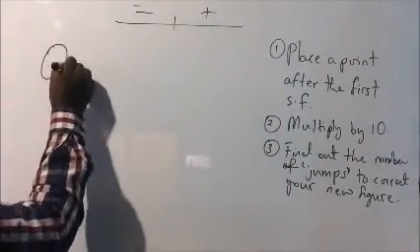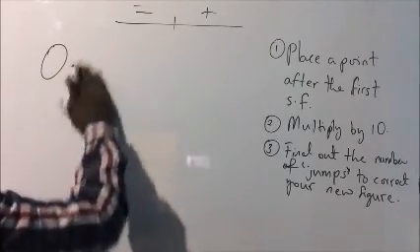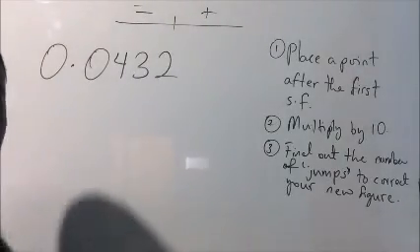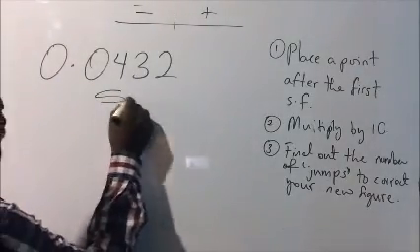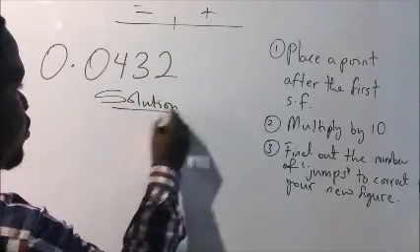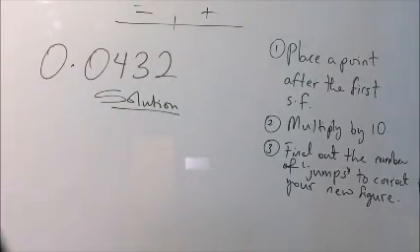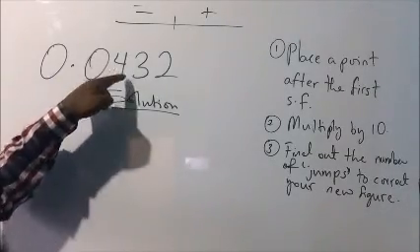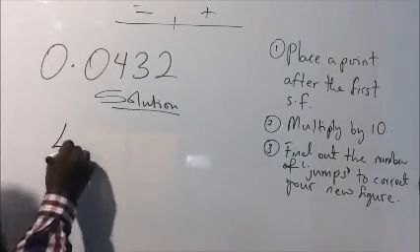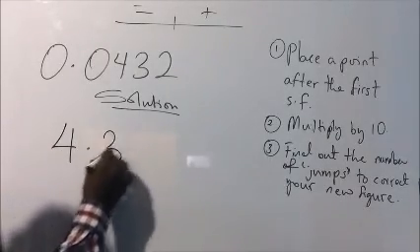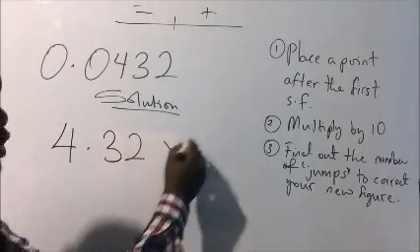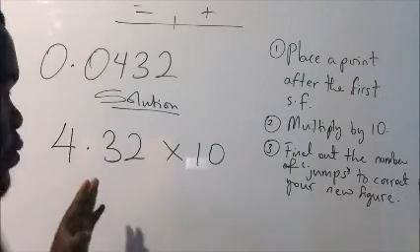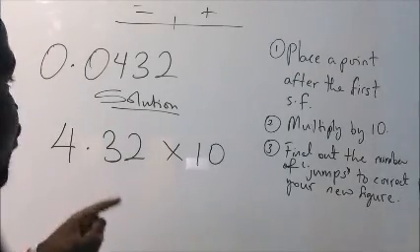Now, you've been given 0.0432. Okay? To do this is very simple. We place a point right after the first significant figure. And what is the first significant figure here? Not 0, but 4. So it becomes 4.32 times 10. I told you the first and second step is so easy. We are done. Now we go into the question.